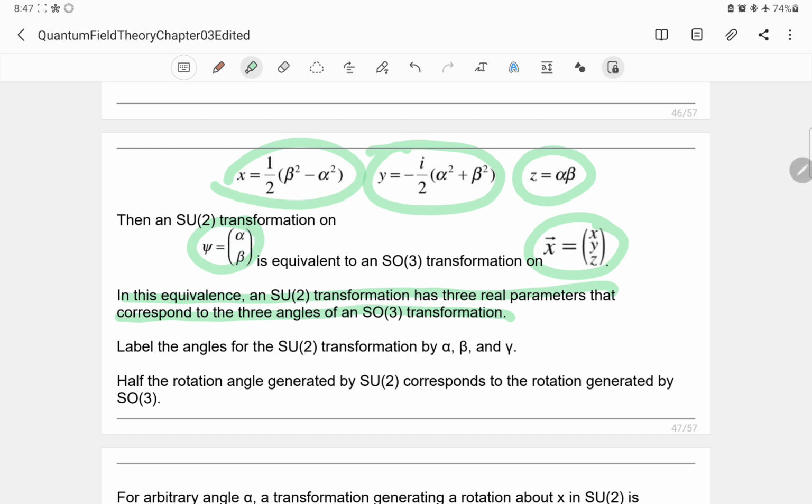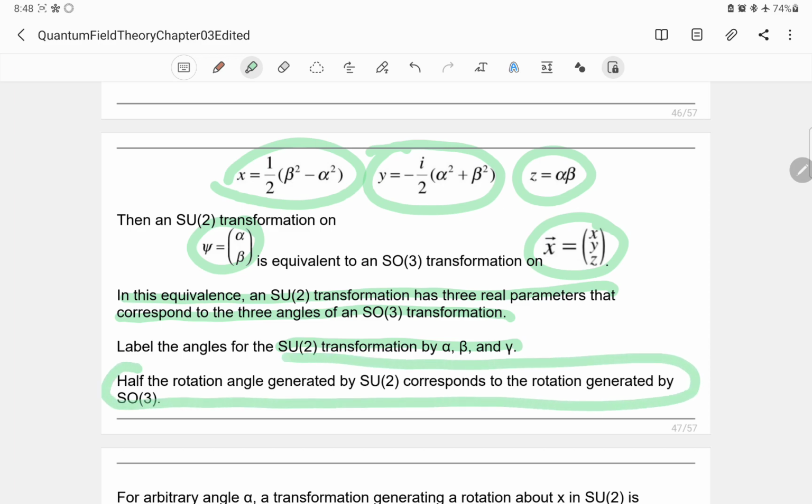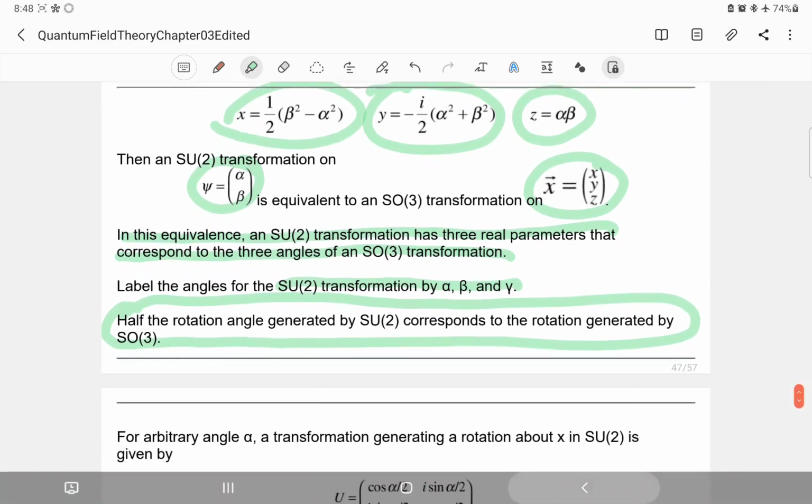So for SU2, we label the angles as alpha, beta, and gamma. So this is the most important one. Half the rotation angle generated by SU2 corresponds to the rotation generated by SO3. And that is the origin of 1/2.